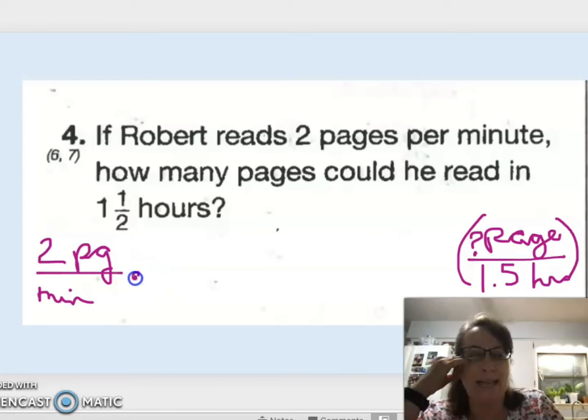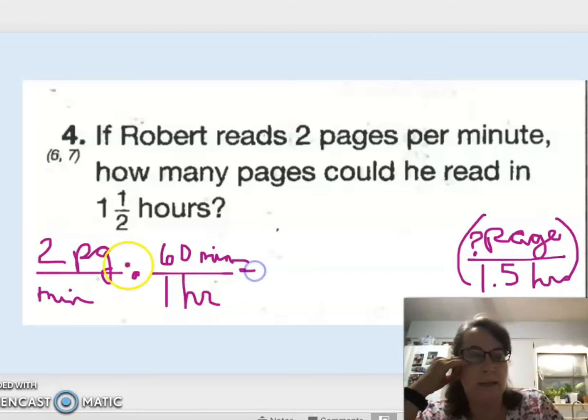So now I need to get to hours because I'm in minutes. So I'm going to say 60 minutes is 1 hour. Okay, so now minutes is going to cancel minutes, and I'm left with pages per hour. Okay, so I have 2 times 60 is 120 pages per 1 hour.